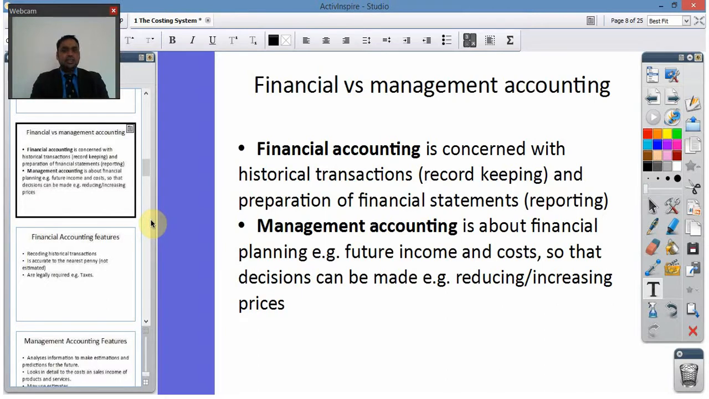Management accounting is about planning future costs so that decisions can be made, and it's also about controlling those costs. So you're going to see budget versus actual quite a lot.